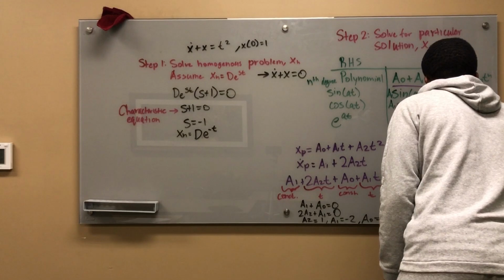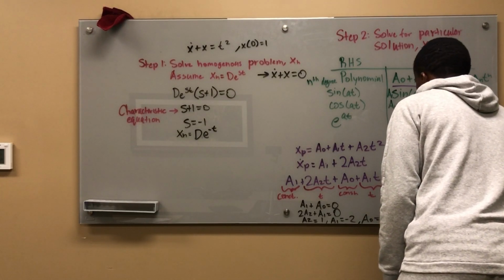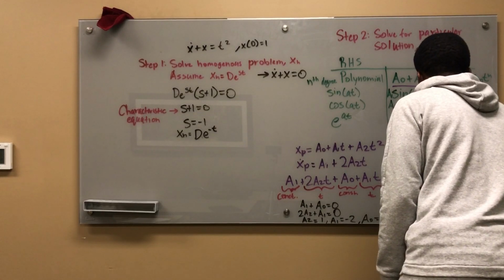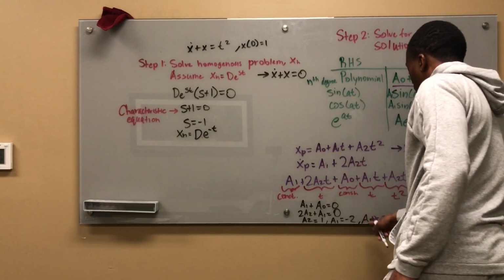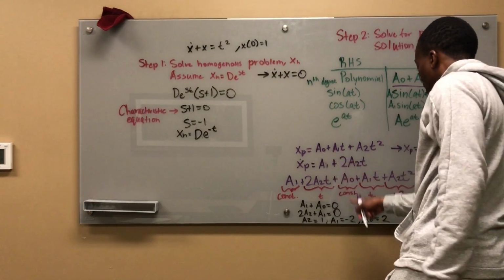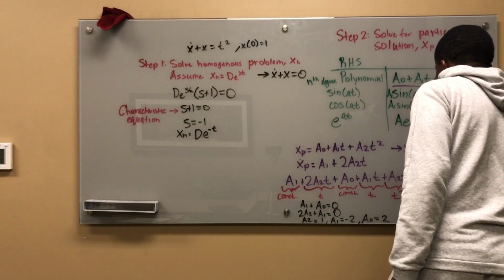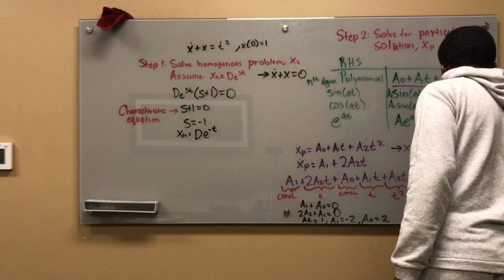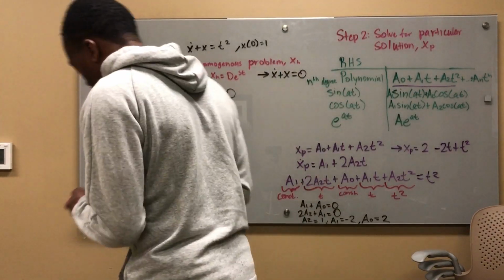2, I'm sorry, it's 2 minus, because this has no t, I thought that was a t. This is just 2, because I'm getting this 2 from here. A1 is -2 minus 2t plus A2 is 1, so I'm just going to write t squared. And that's our xp, and let me just double check myself, okay?